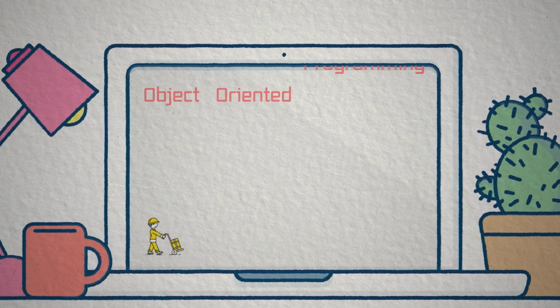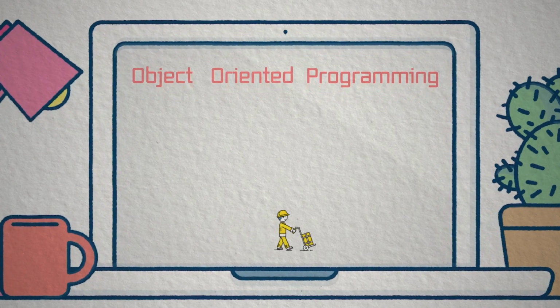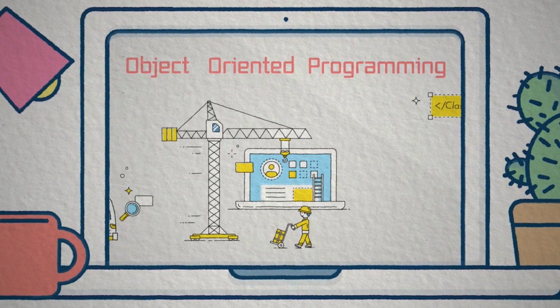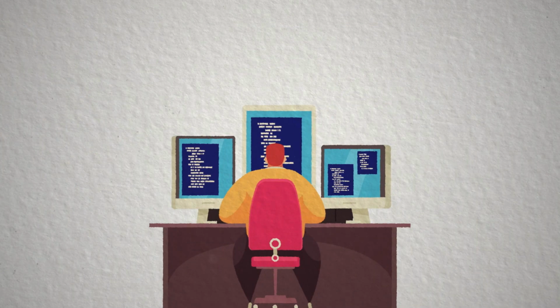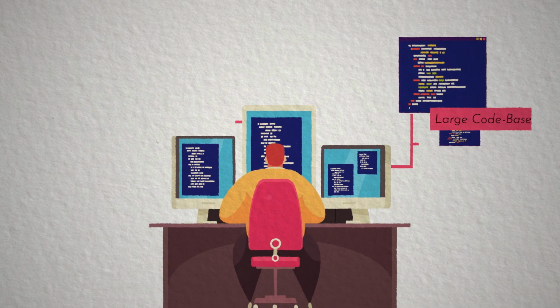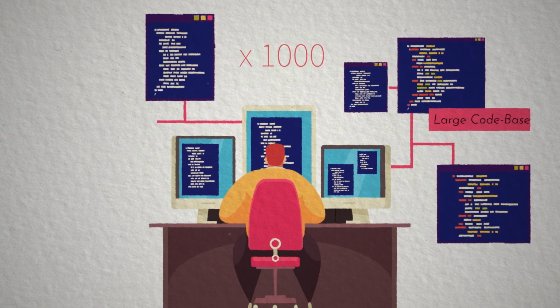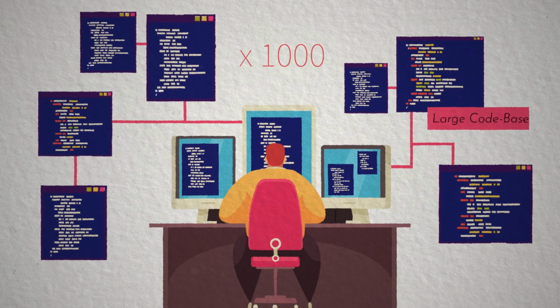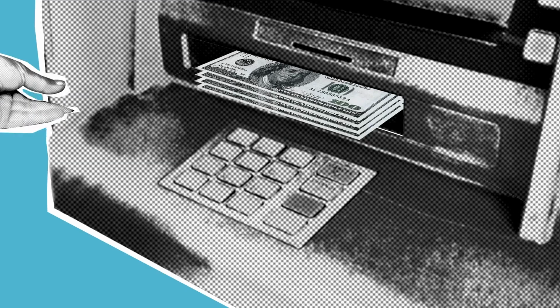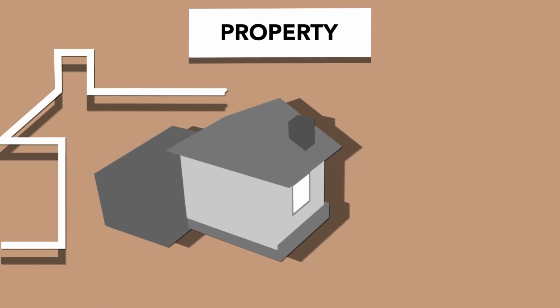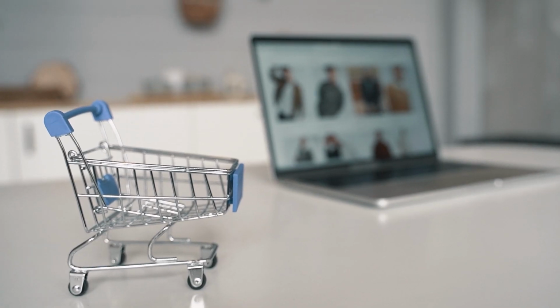Object-oriented programming introduces a whole new approach to constructing programs, and can take a while to get your head around, but it becomes extremely useful when dealing with very large code bases containing hundreds of thousands or millions of lines of code. Object-oriented programming offers more advanced capabilities and allows developers to more easily represent real-world concepts in software.